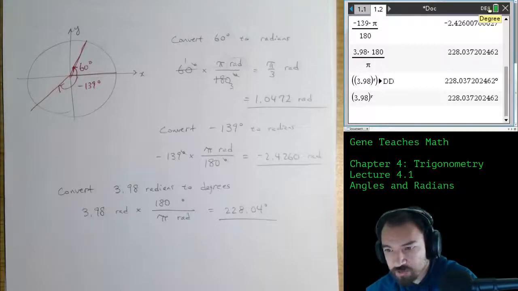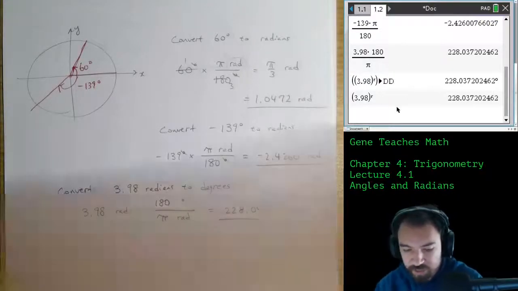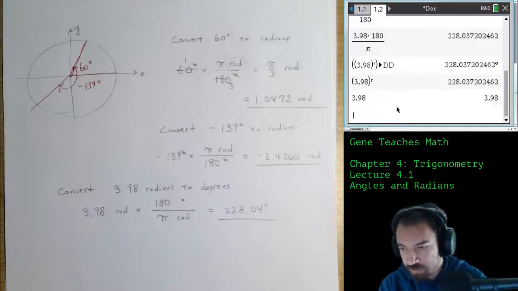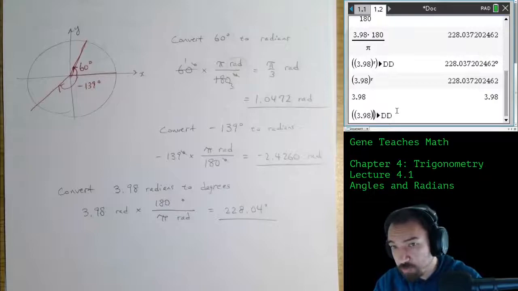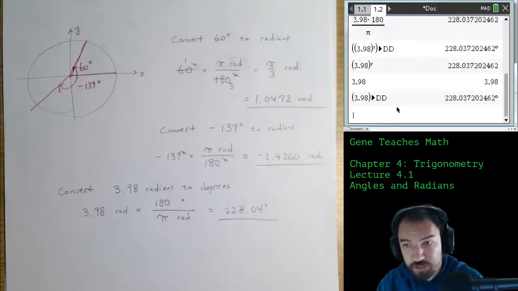Now, what if I change this to radians? Okay. Now, if I type in 3.98, this is just in radians. And if I type in 3.98 and I want to convert this into degrees, I can actually drop the r because I'm already in radian mode, and it'll give it to me in degrees.